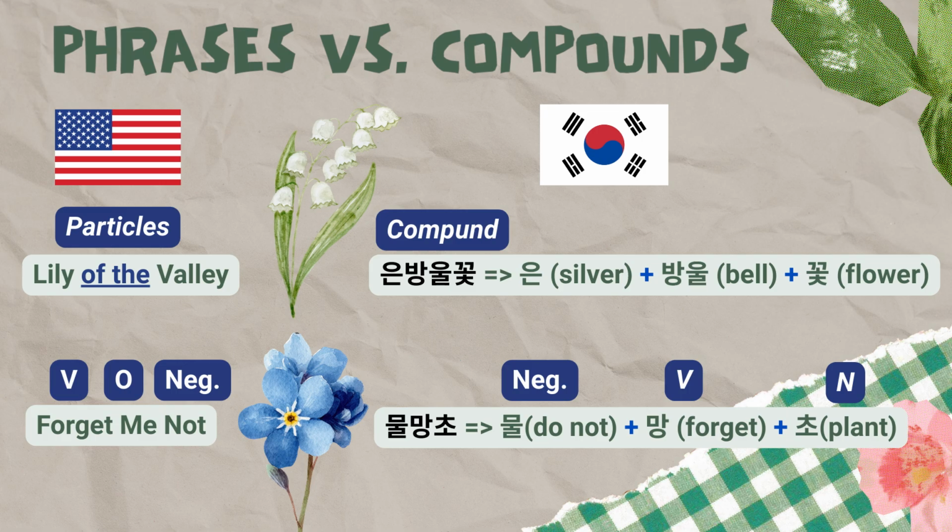So we see in English we have lily of the valley, heavy on particles, whereas in Korean we have unbangulkot, meaning silver bell flower, all squished together in a single compound. Additionally, word order is different between the two.